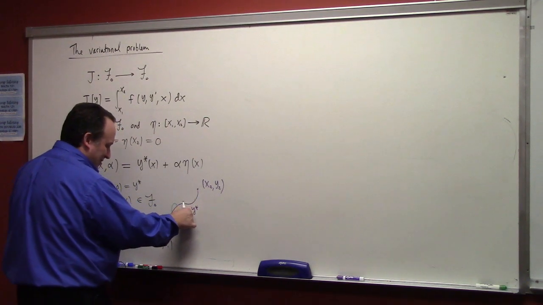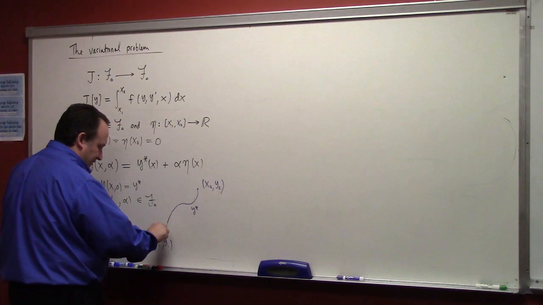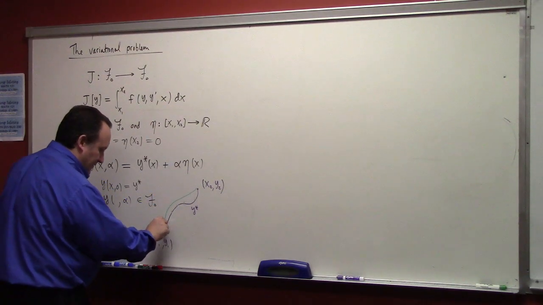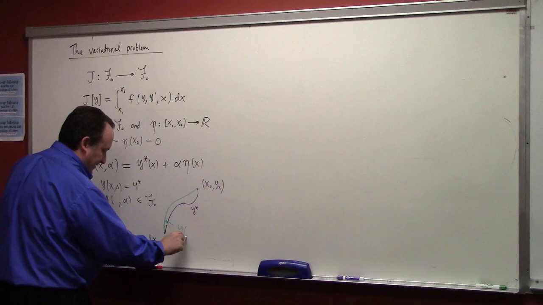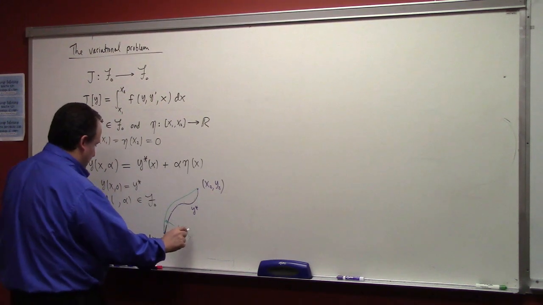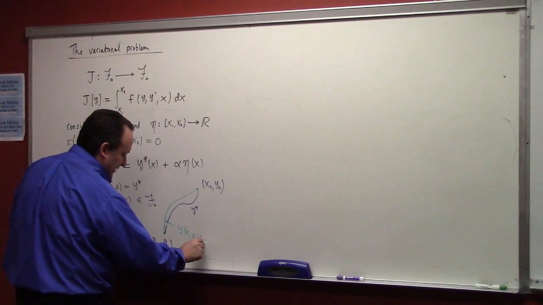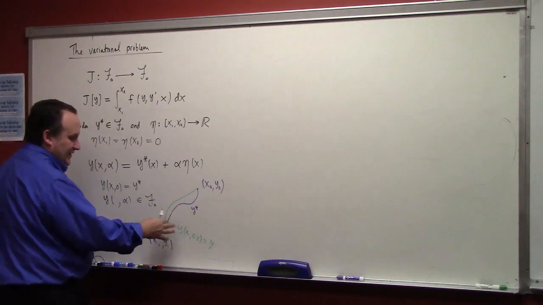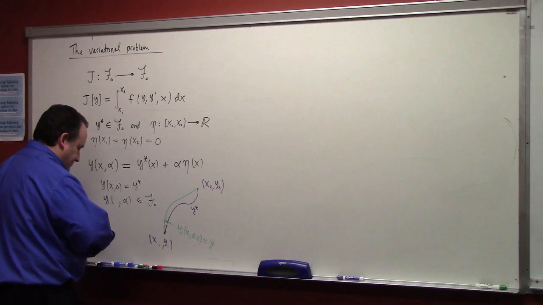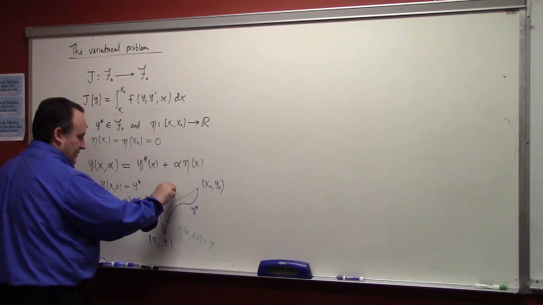So instead of that, let me do something a little bit easier to graph. Maybe this is alpha, maybe this is y of x comma 0.2. That's alpha equals 0.2. And then maybe alpha equals 1 is up here somewhere.